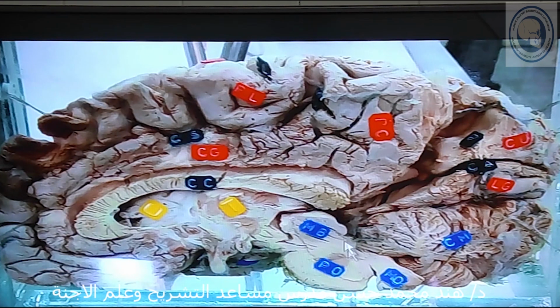In this sagittal section and on the medial surface also, we will find the 3 parts of the brainstem. This is the midbrain, this is pons, and this is the medulla. This cavity is the 4th ventricle, and this is one of the cerebellar hemispheres.